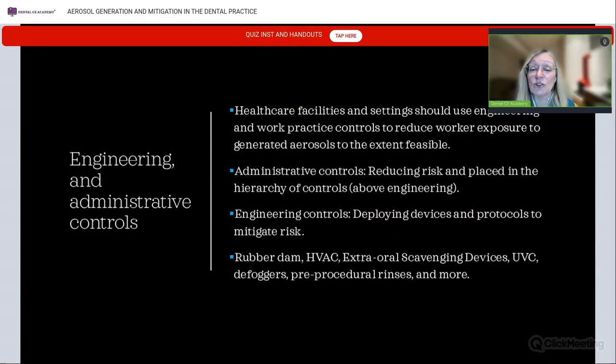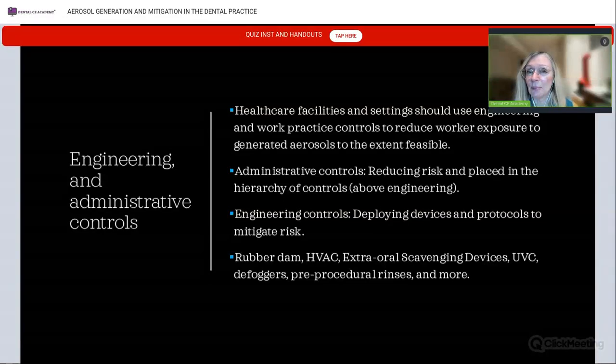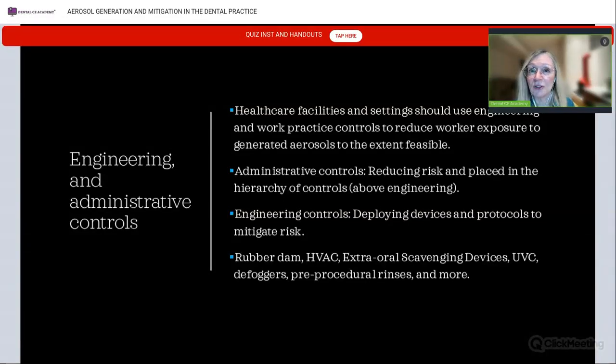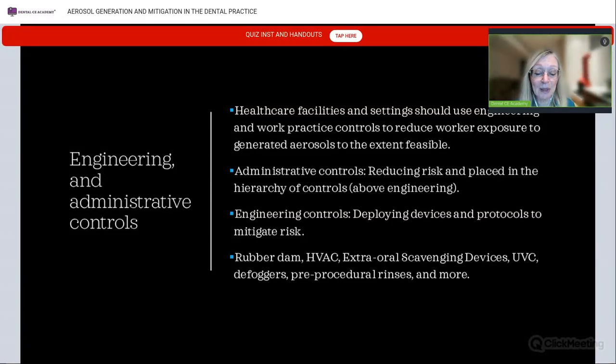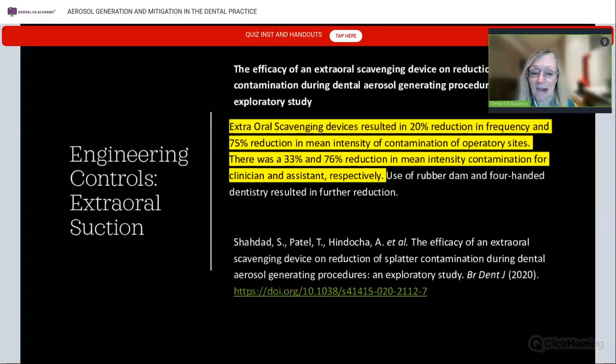Engineering controls, we use devices and protocols to mitigate risk. What would that be? The rubber dam, which is an excellent device to help reduce aerosol. Many of you may be still using a rubber dam. HVAC, certainly extraoral scavenging devices, UVC, foggers, and pre-procedural rinses, and more.